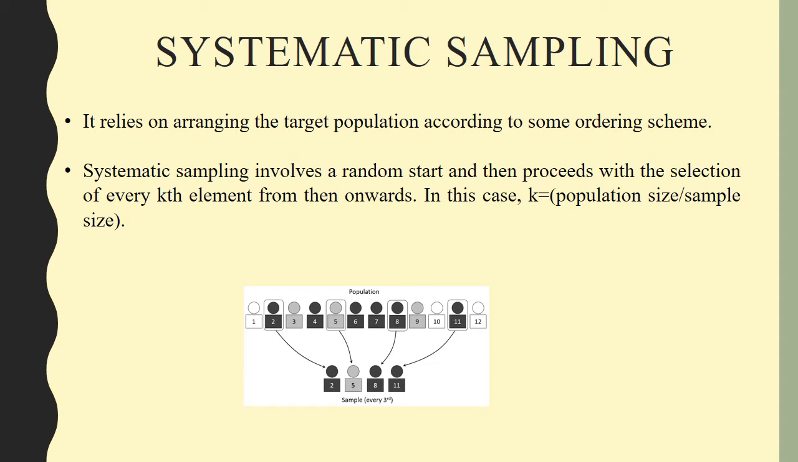So systematic sampling involves a random start and then proceeds with the selection of every kth element from then onwards. In this case, k is sometimes the population size or sample size ratio. It is important that the starting point is not automatically the first in the list, but is instead randomly chosen from within the first to the kth element in the list. A simple example would be to select every 10th name from the telephone directory, also referred to as sampling with a skip of 10.